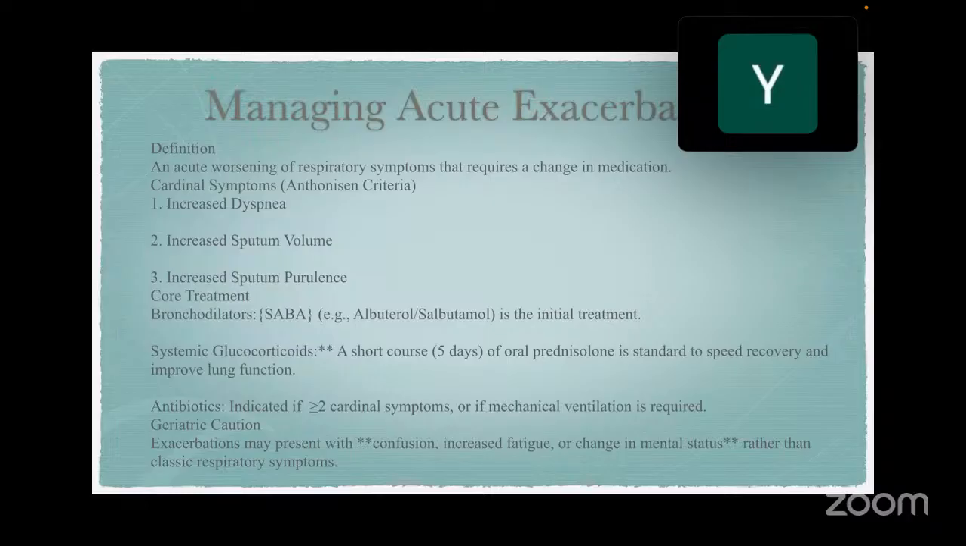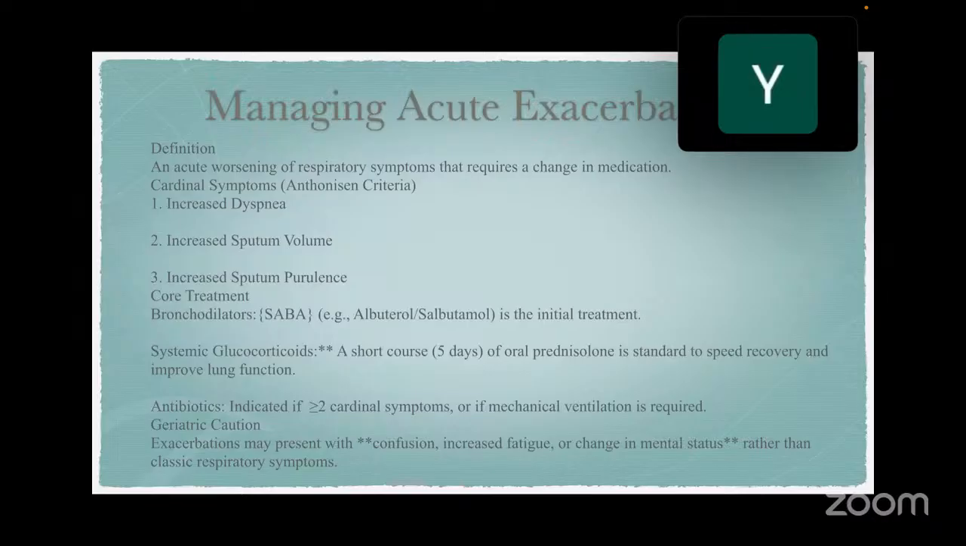But core treatment is the bronchodilators. Usually we have the SABA, we have albuterol and salbutamol. This is the initial treatment. And then we can use the systemic glucocorticoids for a short period of time, 5 days of oral prednisolone. This is standard to speed recovery. Also, antibiotics are indicated if we have 2 or more cardinal symptoms or if mechanical ventilation is required.